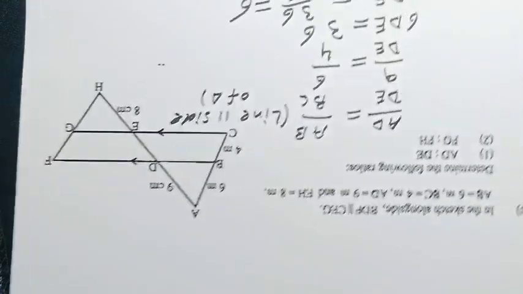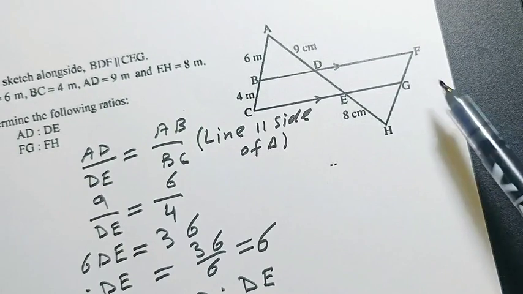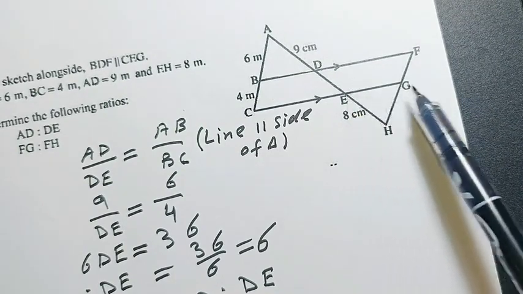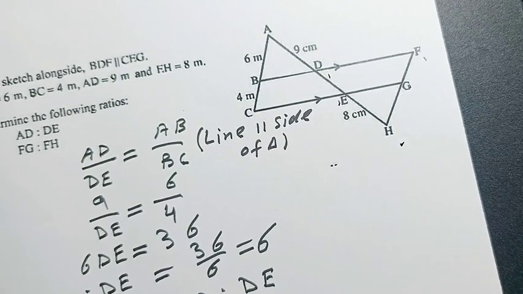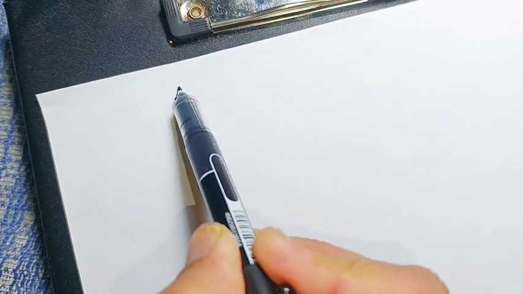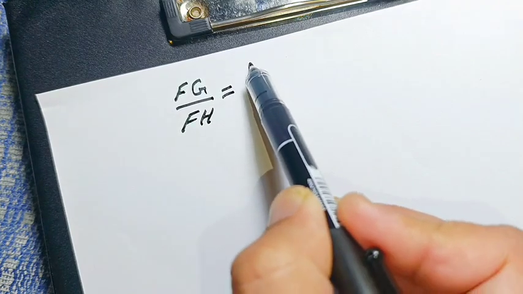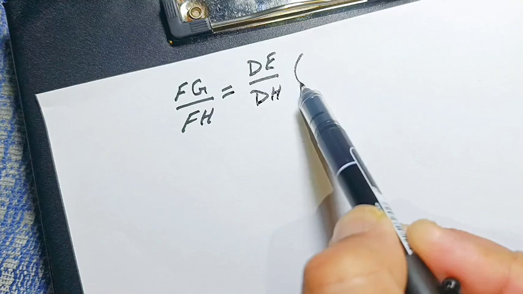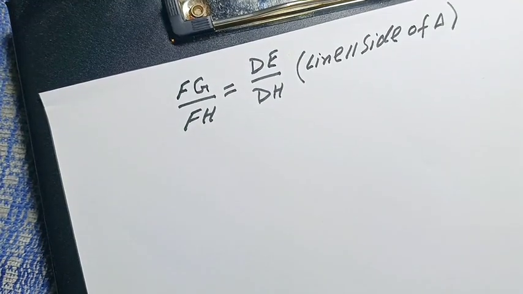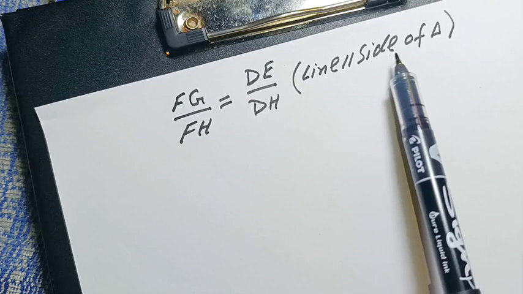I'm going to turn again to the other side to solve this question. Now you can see. So FG over FH, DE over DH. Have a look. So FG over FH is equal to DE over DH. And the reason is, you must remember you have to write the reason all the time. They will give you marks for this one. Line parallel to a side of the triangle.